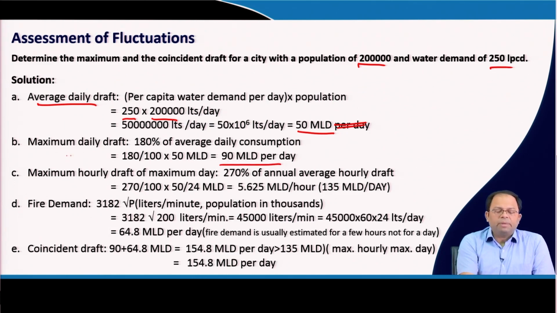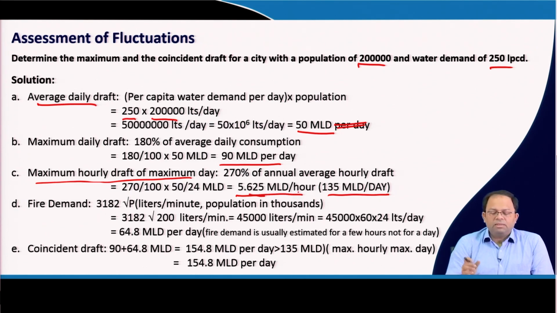But if I consider the maximum hourly draft of the maximum day, it is 270% of 50 MLD. So, that comes to around 135 MLD per day, and if I convert it to hours, because it is the maximum hourly draft of the maximum day, it comes to around 5.625 MLD per hour. So, this is the amount of water that has to be supplied per hour. This is the maximum value, and we have to design our networks based on that.